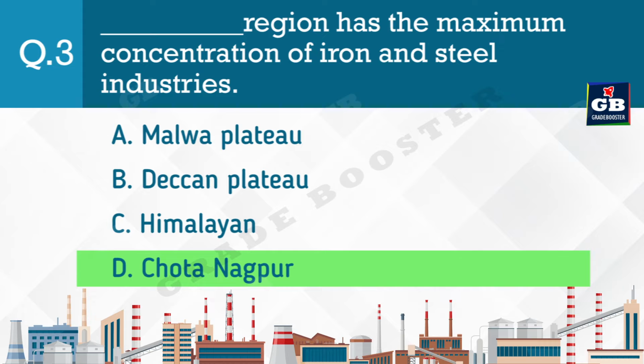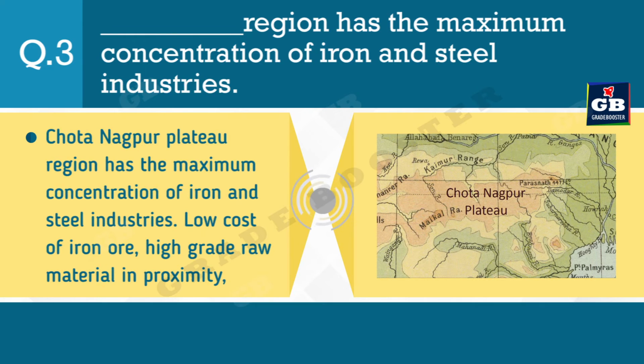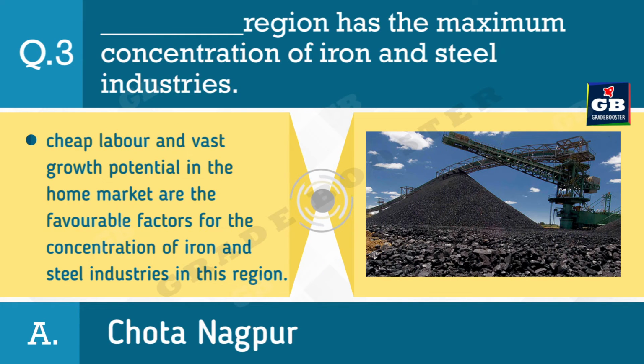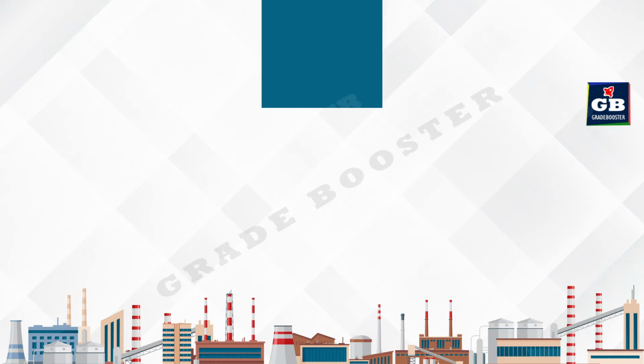The right answer is D. Chota Nagpur. Chota Nagpur Plateau region has the maximum concentration of iron and steel industries. Low cost of iron ore, high grade raw material in proximity, cheap labor, and vast growth potential in the home market are the favorable factors for the concentration of iron and steel industries in this region. Let us see the next question.